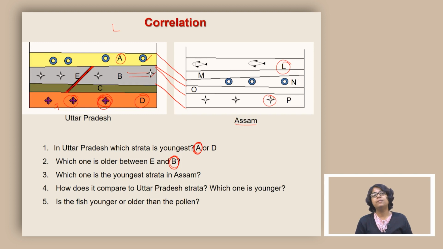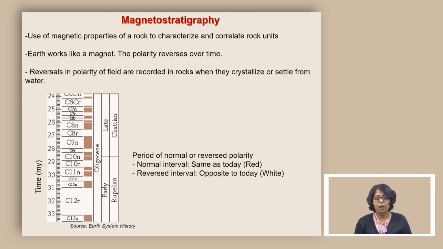Now, what happens if there are strata which do not have fossils? For that, we use different kinds of correlation techniques. There is something called magnetostratigraphy. It works on the principle that the earth works like a magnet, and its polarity reverses over time. Magnetostratigraphy uses the magnetic properties of a rock to characterize and correlate the rock units.